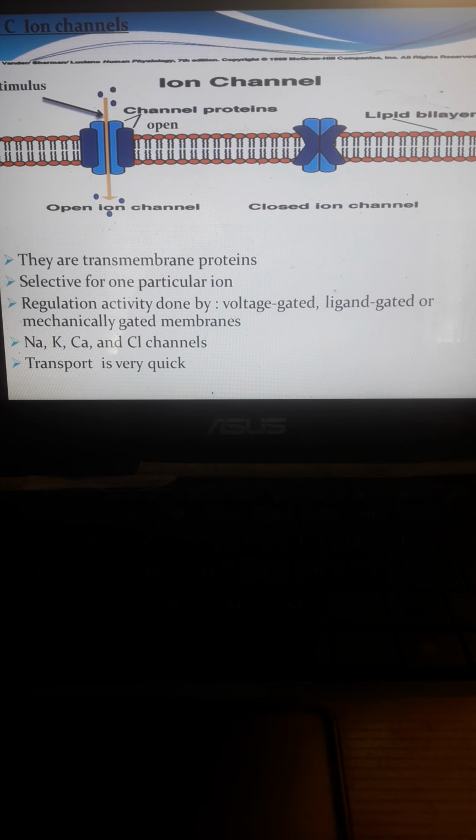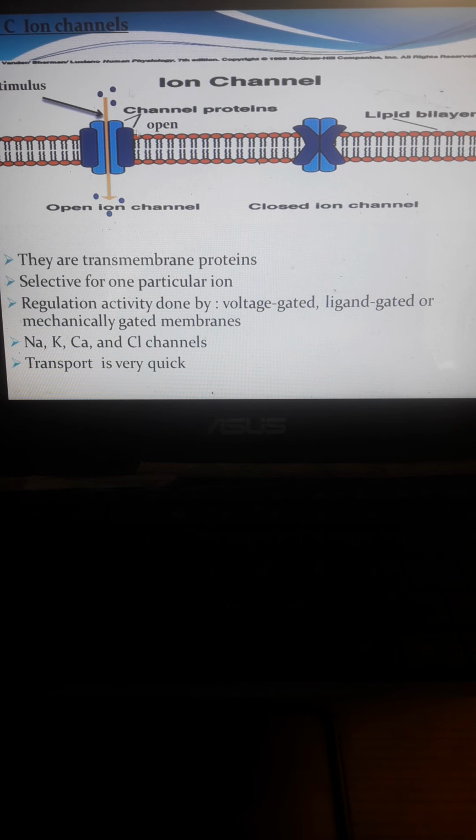The transport is also very quick. It is almost the same as facilitated diffusion. It does not require energy. Once particles or molecules or ions reach the channel, and it is very specific, for example sodium, the channel will open and then the ions will enter. So that is specific only for the sodium ion, for example, or the calcium ion.